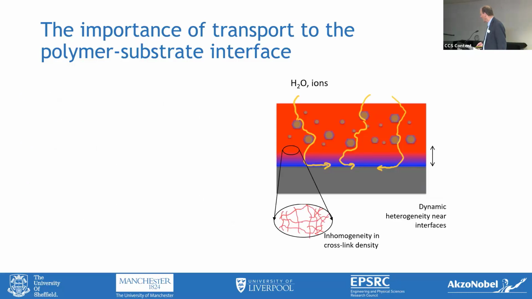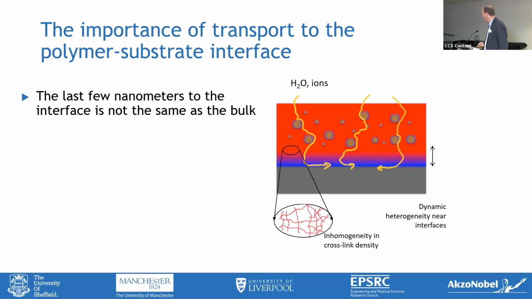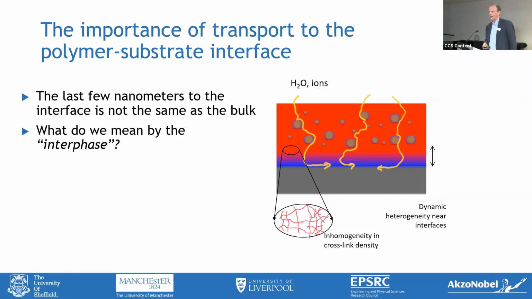So what could happen is a bunch of different things. It's not the same as the bulk, for reasons that I'm going to go into. And there are a number of different ways in which it's not the same as the bulk. So really the question I'm asking here, people talk about the interface. The interface is used as rather a loose term referring to that polymer that's influenced by the interface. But what I'm really asking is, what do we actually mean by the interface? What's going on in there?